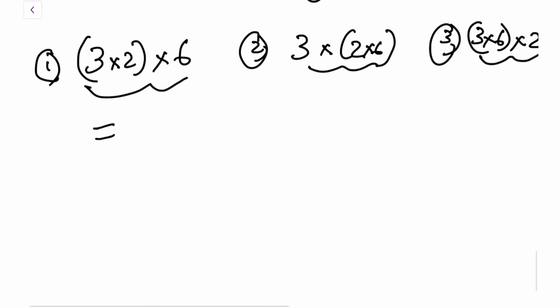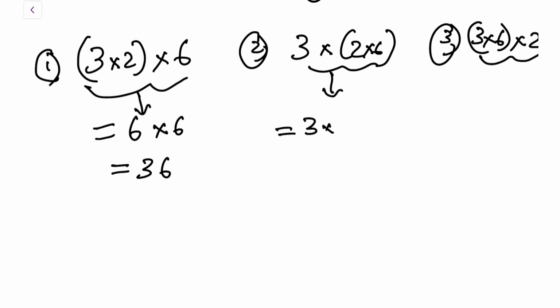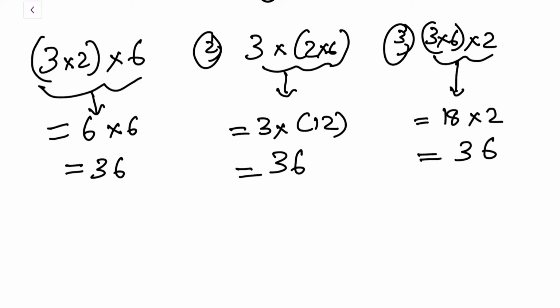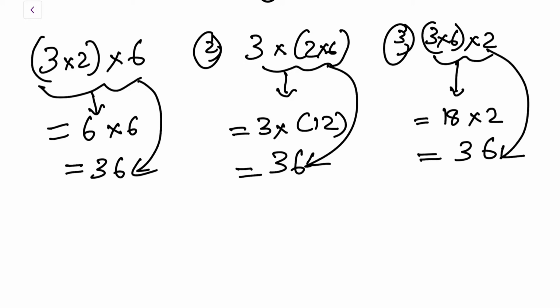Now, how do we do this? First, you do what is inside the brackets. Remember the BODMAS principle. So first comes brackets. So we do 3 into 2, that is 6. And then you have 6 into 6, which is 36. That's how this particular problem can be solved. How about this? So 3 into, first brackets, 2 into 6 is 12, correct? 12 into 3 is 36. What about this? What is inside the brackets? 3 into 6, that is 18. And then 18 into 2 is 36. So you see, this is 36. This is also 36. This is also 36.